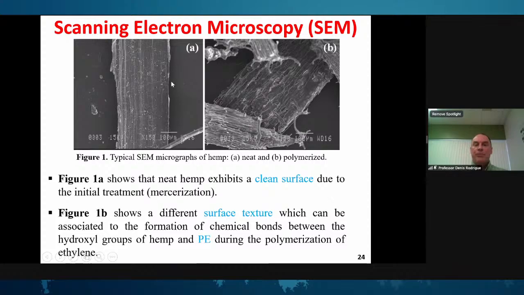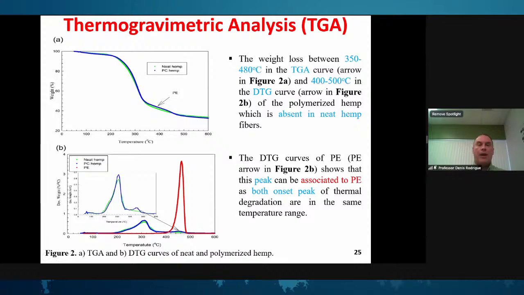So again, seeing is believing. On the left side here, you see the fibers that were mercerized, so a very clean and smooth surface because you extracted all the residues and all the impurities on the surface of the fiber. But on the right side, you see that there is a lot of structure on the surface of the modified fiber, which is related to the amount of polyethylene, the molecules that you actually grafted on the surface of the fiber. So this is how we managed to actually see this modification.